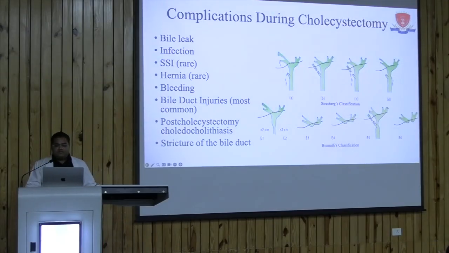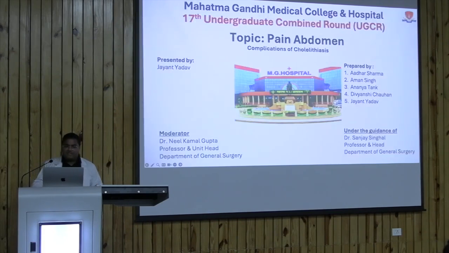Now, what are the complications during cholecystectomy? Bile leak, which is most common, infection, surgical site infection, and hernia, which are a rare complication, bleeding, bile duct injury, which is most common, post-cholecystectomy choledocholithiasis and stricture of bile duct. And as you can see, there is a schematic representation of Strasberg's and Bismuth's classification of bile duct injuries. With this, I would like to call the next presenter, Jayant Yadav, to take this PPT forward.